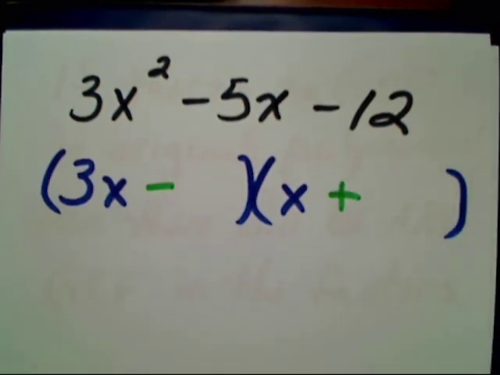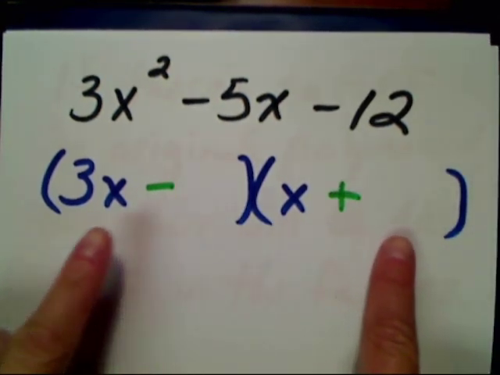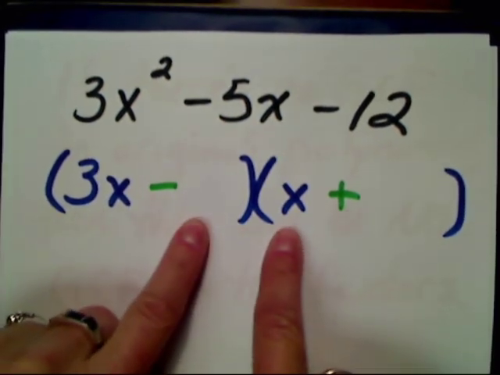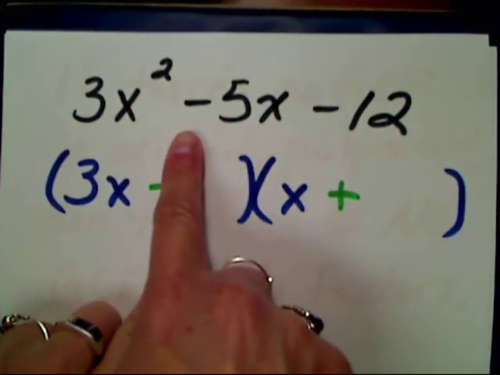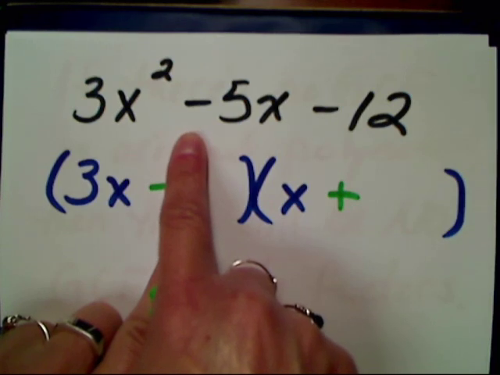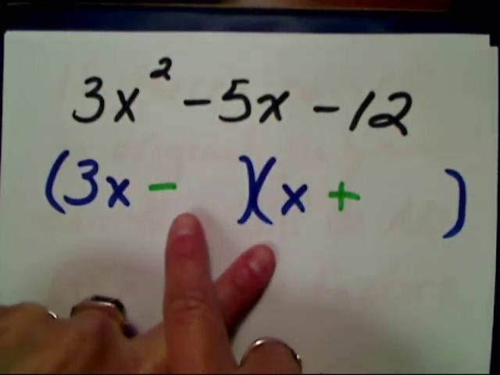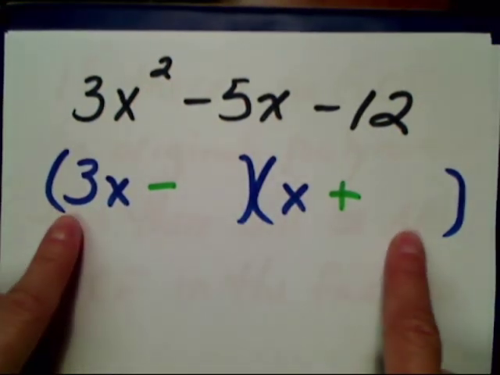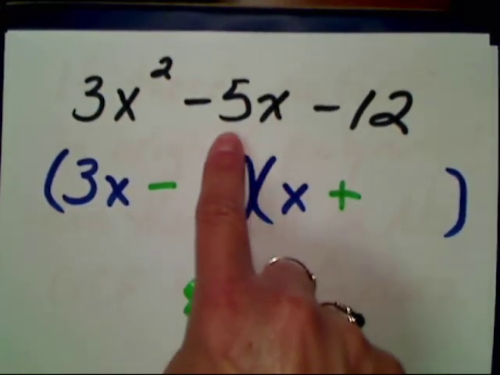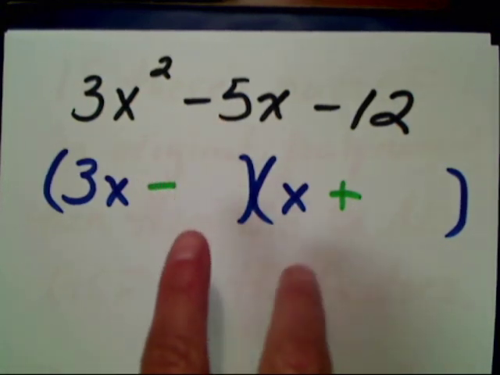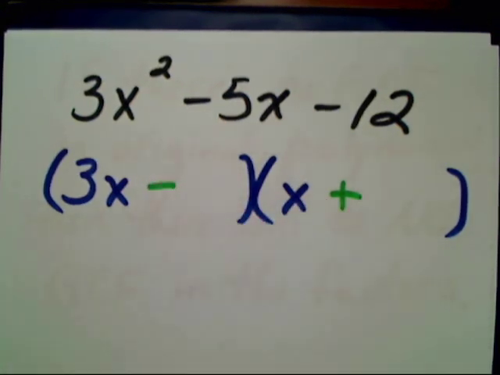Now, the nice thing is, when I do my FOIL to check, my outside, my insides, if I get a positive 5x instead of a negative 5x, all that means is my signs need to switch around. Okay? If I do my outside and my insides and I get the right number up here but the wrong sign, it just means I need to switch my signs around.